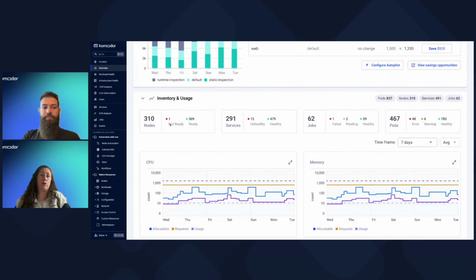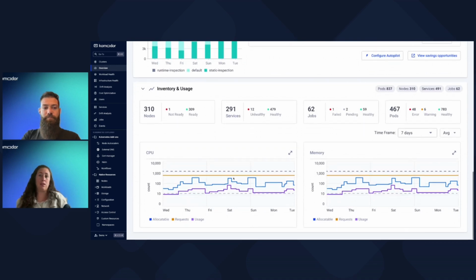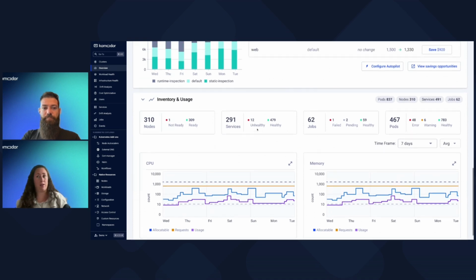And you also have, of course, the inventory, the usage, all the metrics of the nodes and pods and jobs and services that are running in your clusters.